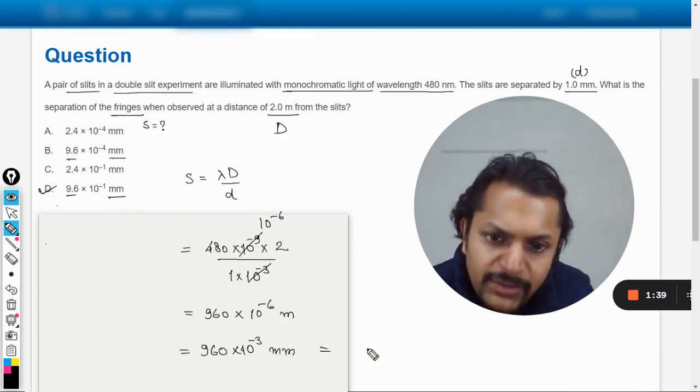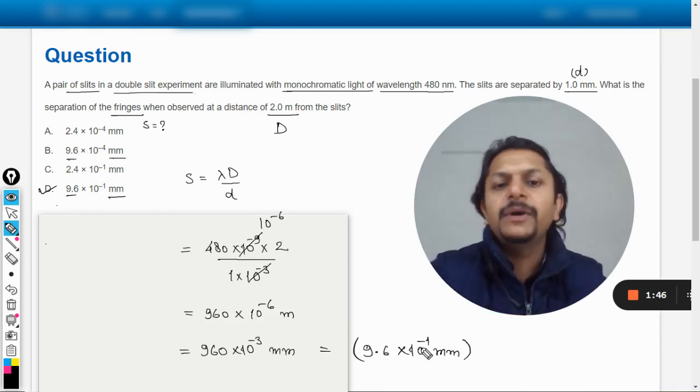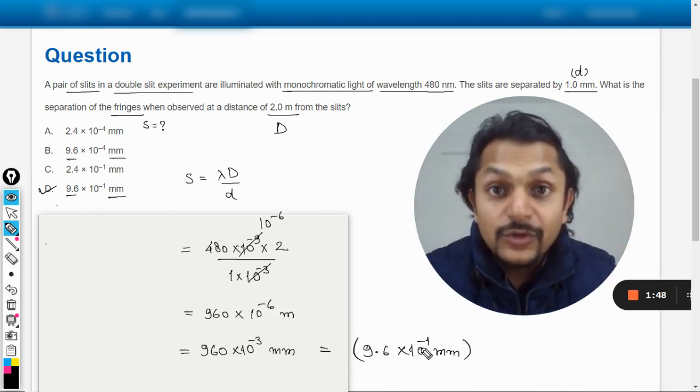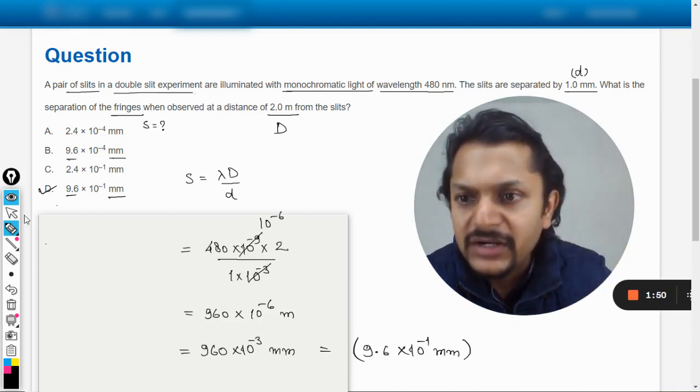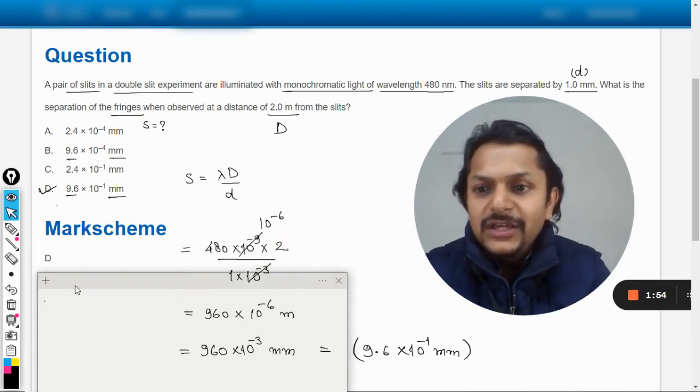Yes, it can be written as 9.6 into 10 raised to power minus 1 millimeter, and thereby we can say that yes, the answer will be D. Let us verify from the mark scheme, and yes, the answer is indeed coming out to be D.